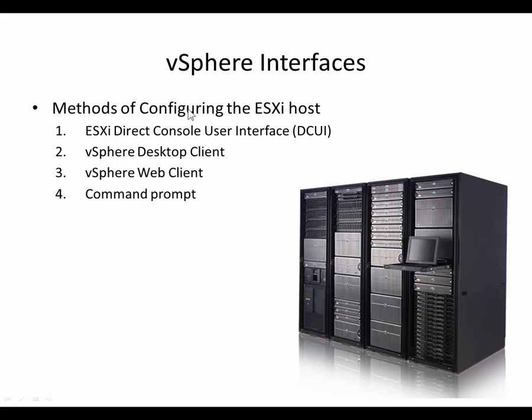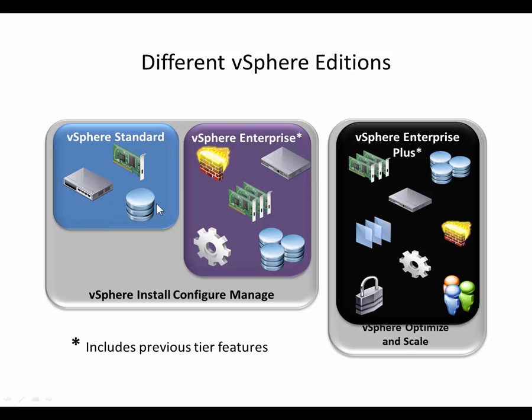So we can see there are 4 methods of configuring ESXi hosts. You can go up to the ESXi host and use the direct console user interface. You can use the vSphere desktop client from your office. You can use the vSphere web client if you're at a Starbucks and want to connect over the internet, or you can use a command prompt.